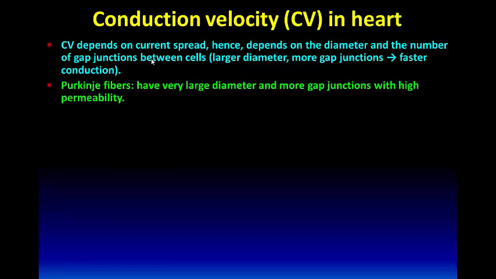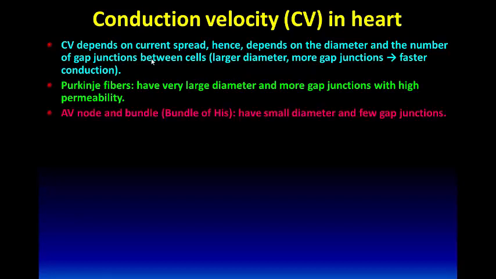Purkinje fibers have very large diameter and more gap junctions in the intercalated discs with high permeability, and thus they have the fastest conduction velocity in the heart. And it is important that the Purkinje fibers have the fastest conduction velocity so that all the myocytes are excited at the same time and hence contract at the same time. So this ensures synchronization of the contractions of the myocytes. The AV node and bundle of His, the AV bundle, have small diameter and few gap junctions.